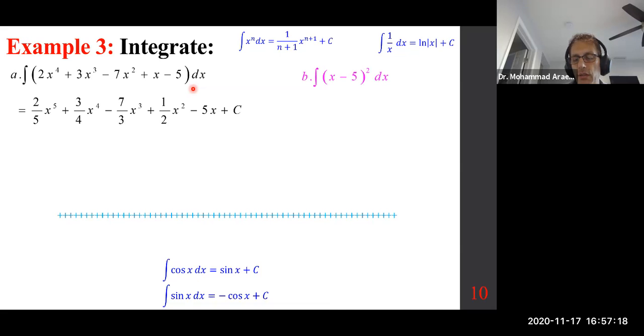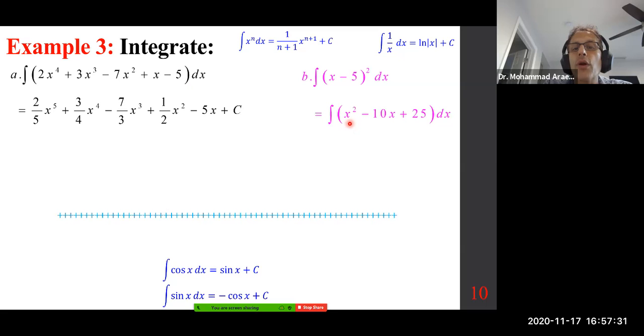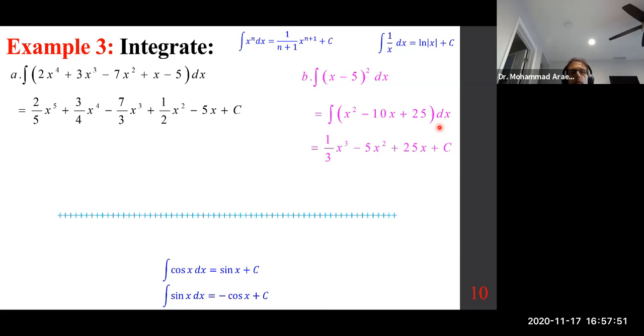x minus 5 squared, again, we do the math, we do the algebra, and we square this. x squared, 1/3 x cubed, minus 10 divided by 2, that means minus 5x squared, plus 25x and a constant. We are looking at power rules, okay, class? What do we do here? Same thing as differentiation.